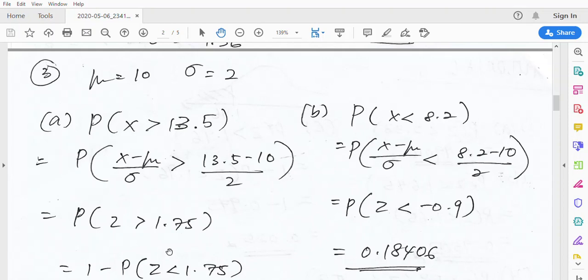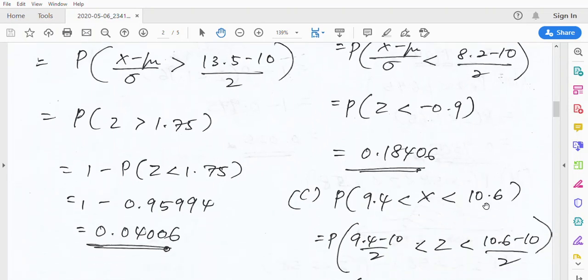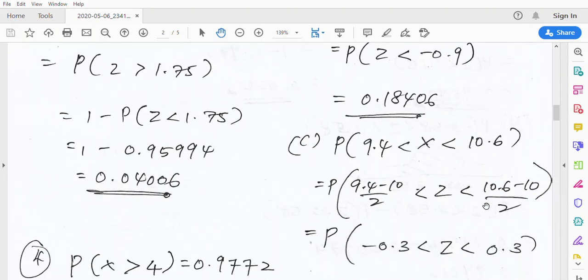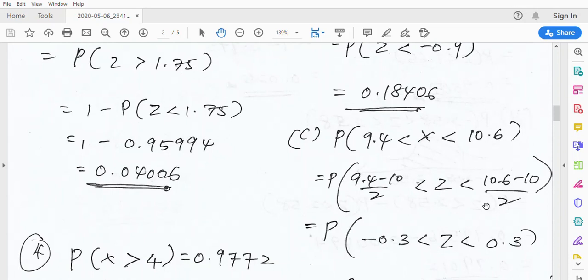So we need to standardize it. So z is equal to x minus the mean divided by sigma, and then is less than, still the same symbol, and then 8.2 minus the mean divided by sigma. Okay, which is 10 divided by 2 minus 10 divided by 2, so we will get negative 0.9, and this one transfers into z, and also the same symbol. So this one can simply use the table, so we will get 0.18406.